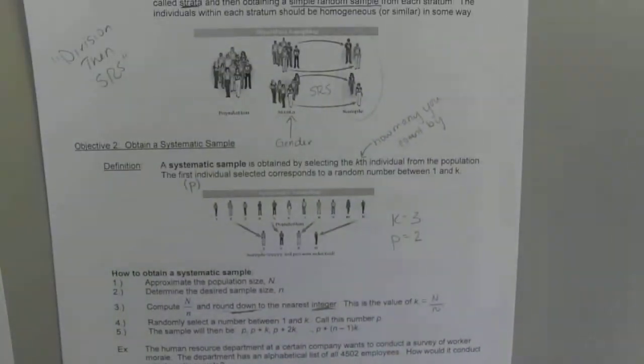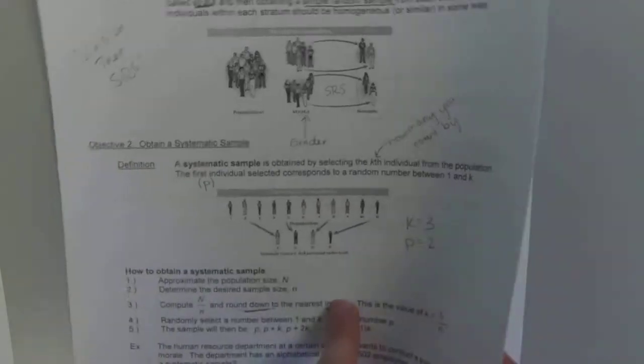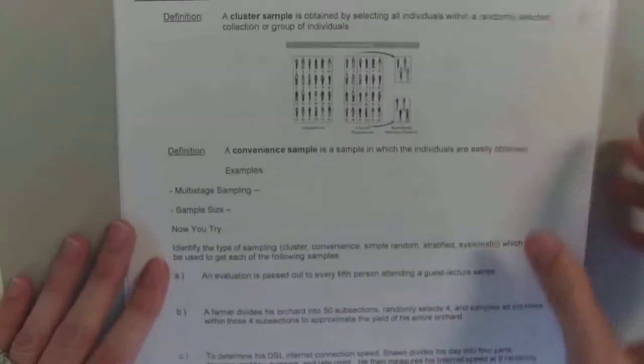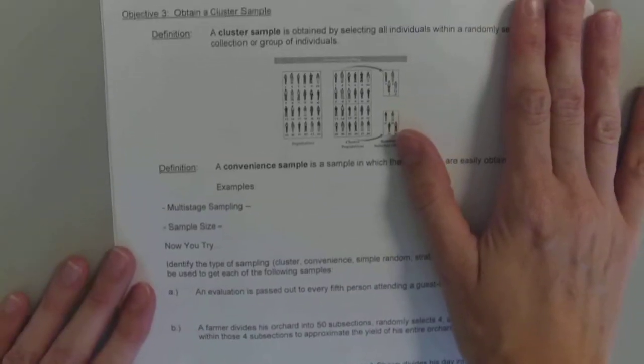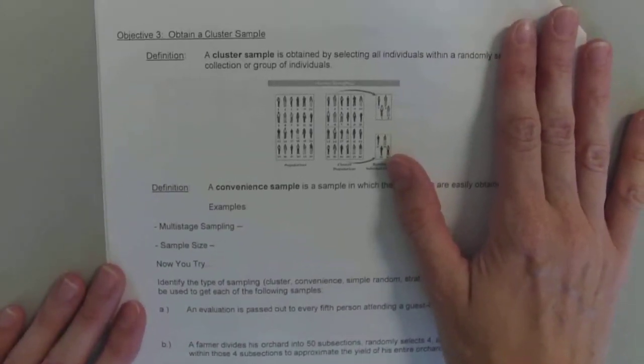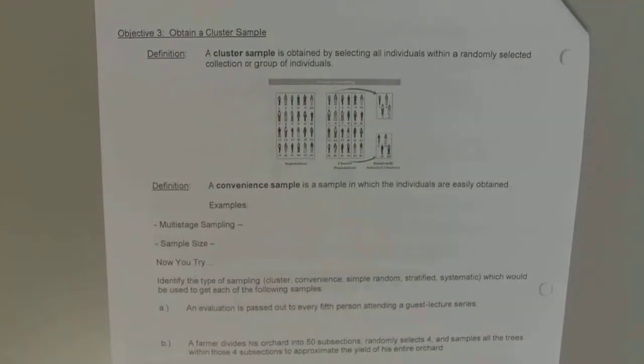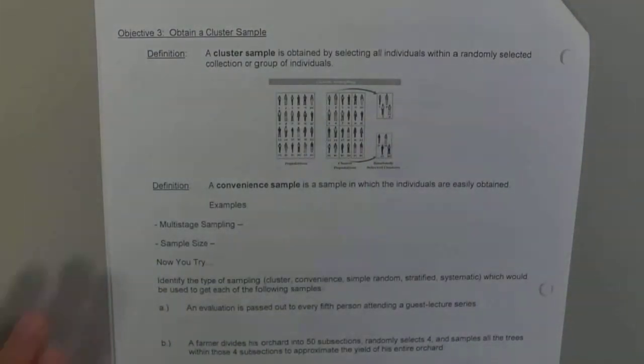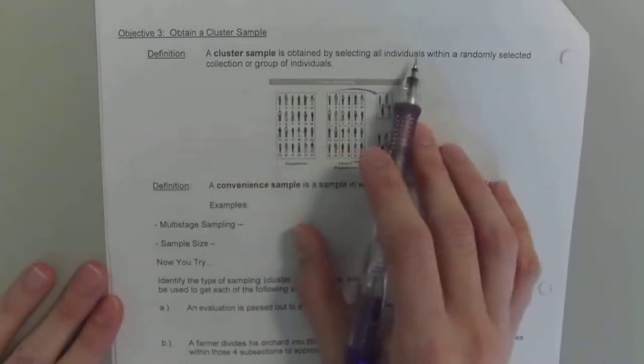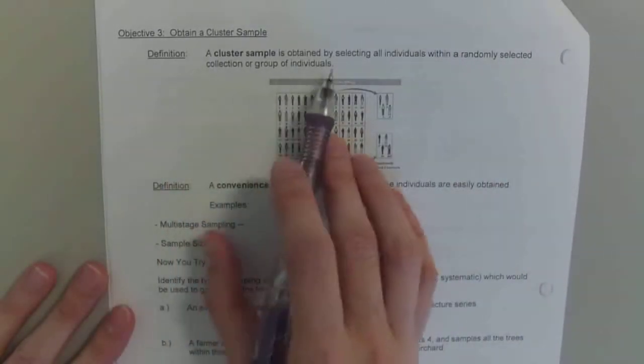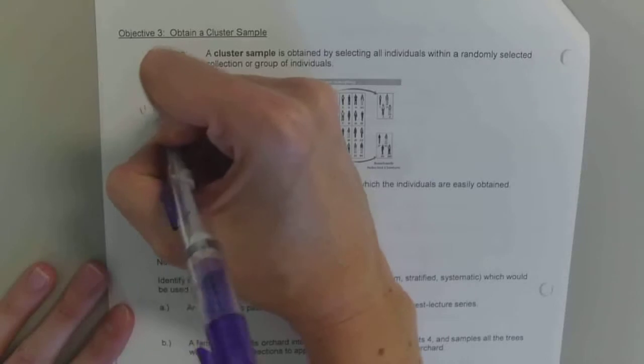Okay? So stratified, divide them into separate strata and pick a random sample. Systematic is just every fifth, every third, that kind of thing. All right, our last two, you guys are doing awesome. And one's really easy, okay? So cluster is just kind of a little bit more difficult. Cluster honestly reminds me a lot of stratified, okay? So a cluster sample is obtained by selecting all individuals within a randomly selected collection or group.